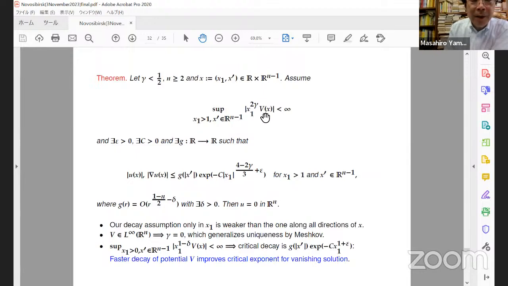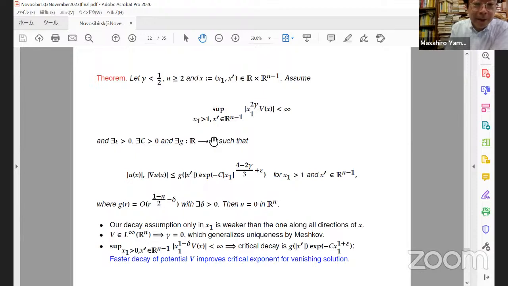If gamma is positive, this means that V(x) decays at infinity with this kind of order, twice gamma. Then we will assume decay of the solution. In the x1 direction, the power is like that. But in the other direction, x prime, some function g(x), like a polynomial decay. Under this constraint and assumption, we can conclude that u vanishes identically. Surely only in the x1 direction is there exponential decay, and in the other directions just polynomial decay.